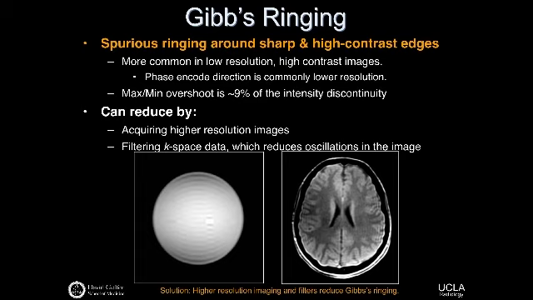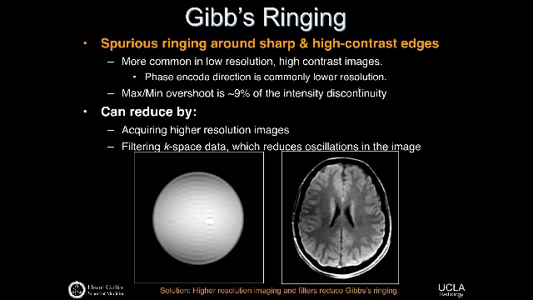Okay, next artifact, Gibbs ringing. Gibbs ringing is what we call spurious ringing, typically around sharp and high contrast edges, right? So you have to have a lot of steep contrast between tissue types to see this artifact. It's going to be more common in low resolution, high contrast images, and typically our phase encode direction is a little bit lower resolution.